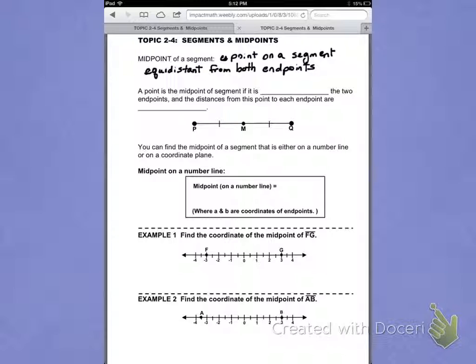A point on a segment equidistant from both endpoints. So in other words, if you have a segment, it's the point in the middle. Okay? So a point is the midpoint of a segment if it is between the two endpoints, and the distances from this point to each endpoint are equal. It's just another way to state the definition.